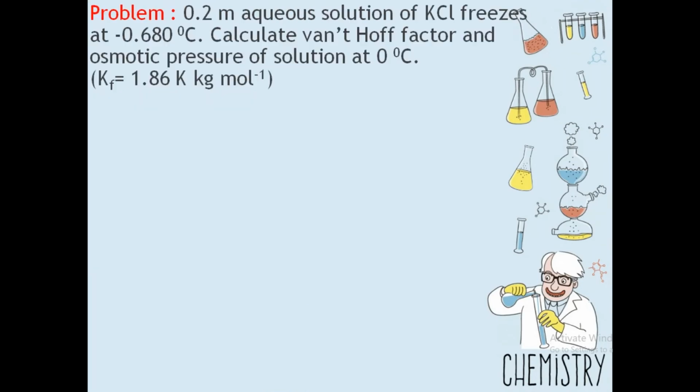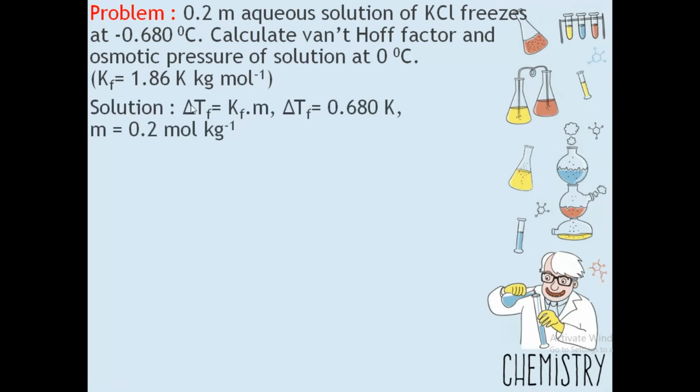Let us solve one problem related to the Van't Hoff factor. A 0.2 molar aqueous solution of KCl freezes at minus 0.680 degrees Celsius. Here aqueous solution means the solvent is water, and the solute is KCl, 0.2 molar. Calculate the Van't Hoff factor and the osmotic pressure of the solution at 0 degrees Celsius. The value of Kf is 1.86 Kelvin kg per mole.